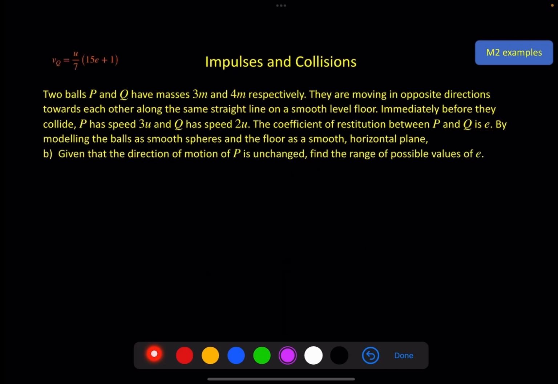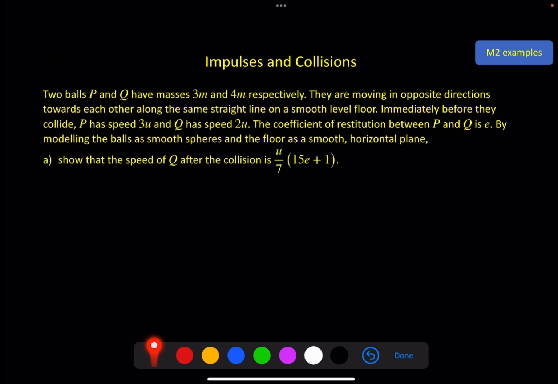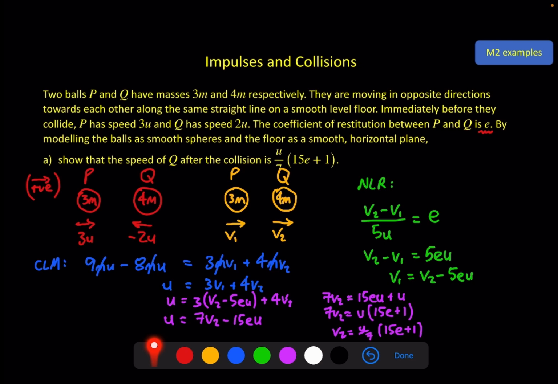Part B. Given that the direction of motion of P is unchanged, find the range of possible values of e. So I've put the velocity of Q up here. But let's go back to our diagram for a second. We've just been told that the direction of P is unchanged. So it was going this way, it's still going this way. That means Q must also be going this way because v2 we know must be bigger than v1.